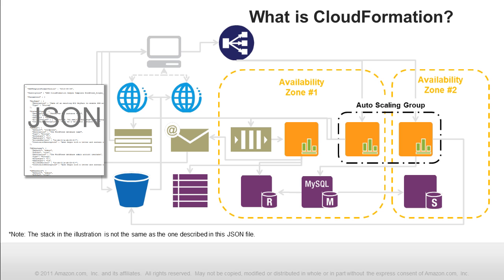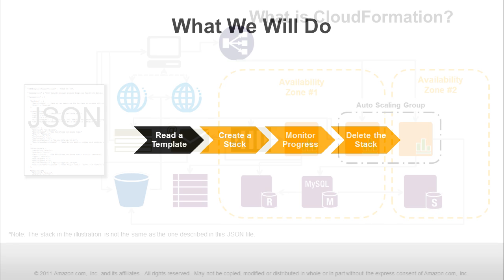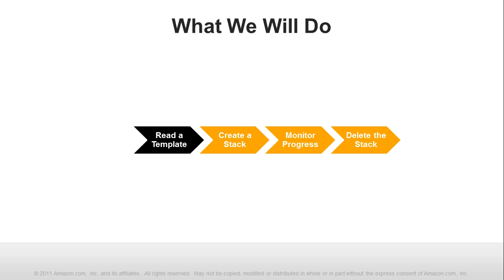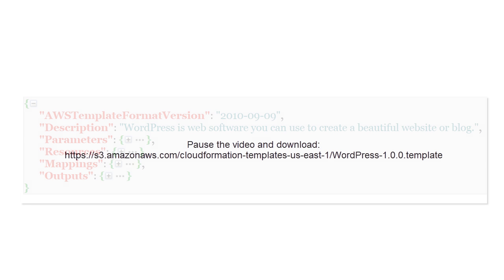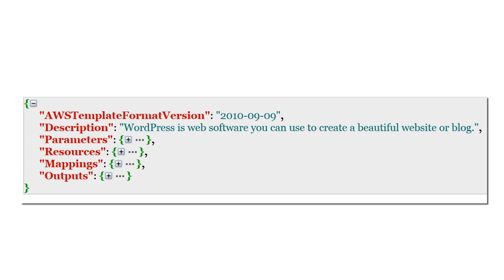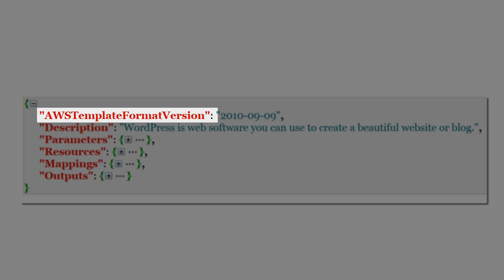You can use a number of AWS products with AWS CloudFormation, such as Amazon EC2, Amazon RDS, and AWS Elastic Beanstalk. Reading a template. We will be using a WordPress sample stack for this video. Before we jump into creating the stack with a template, let's take a few minutes to read one. If you look through the example WordPress template, you will see six top-level objects: AWS template format version, description, parameters, resources, mappings, and outputs. However, only the resources object is required.